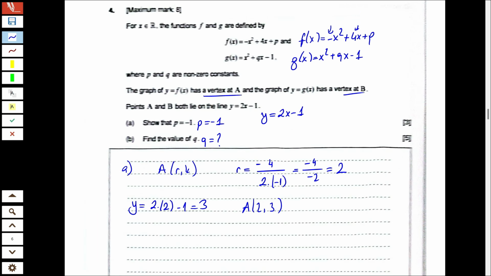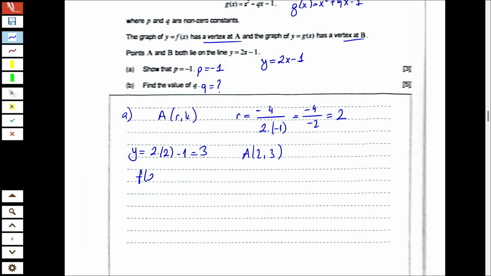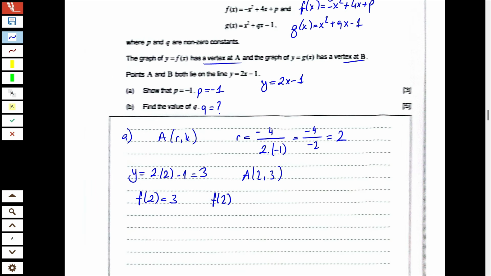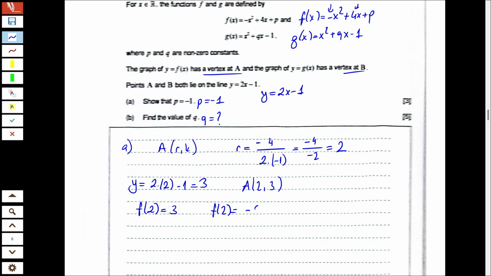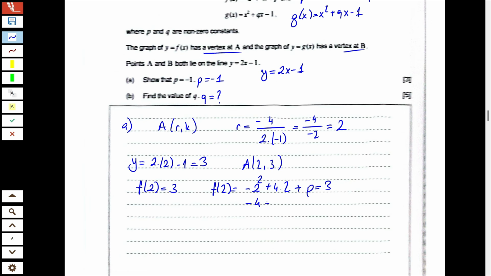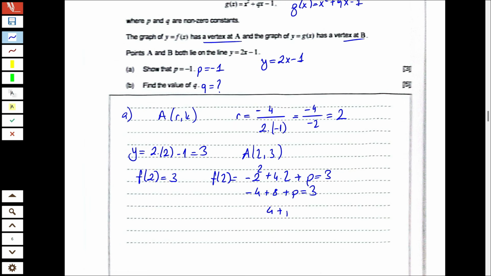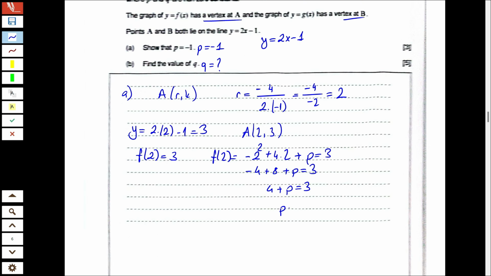So we can also plug this point into the function f, because f of 2 equals 3, and the expression of f will be minus 2 squared plus 4 times 2 plus p equals 3. Minus 4 plus 8 plus p equals 3. 4 plus p equals 3. From here, p equals minus 1.